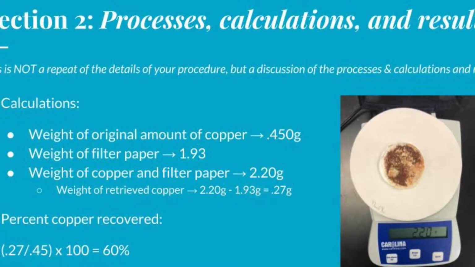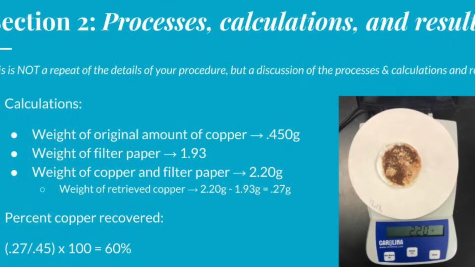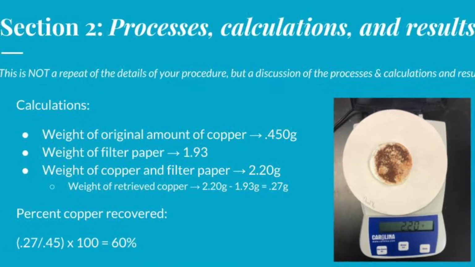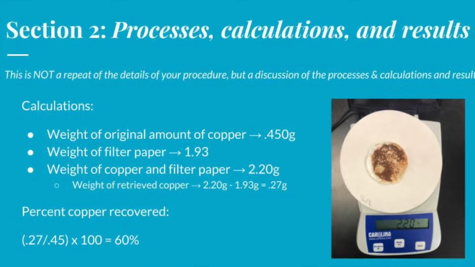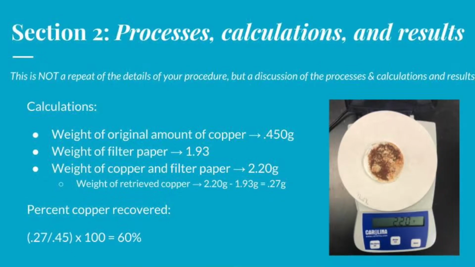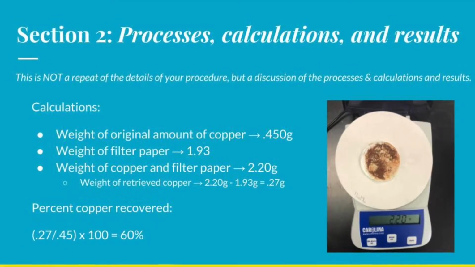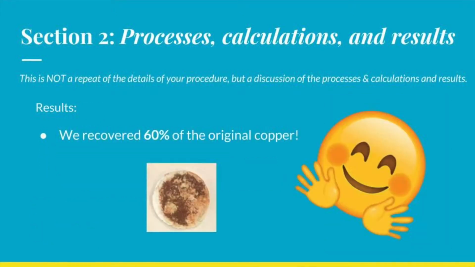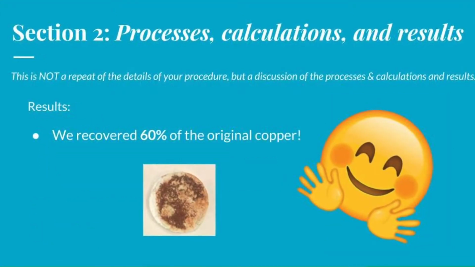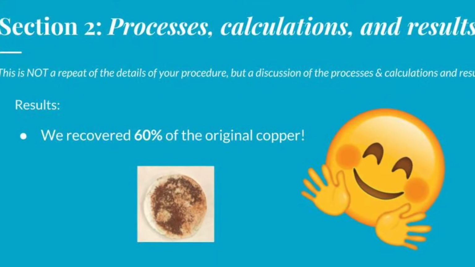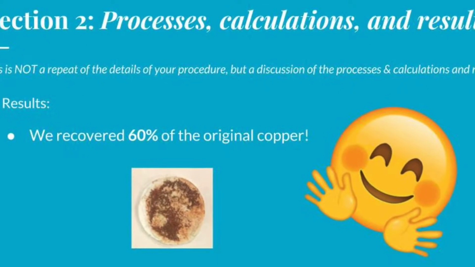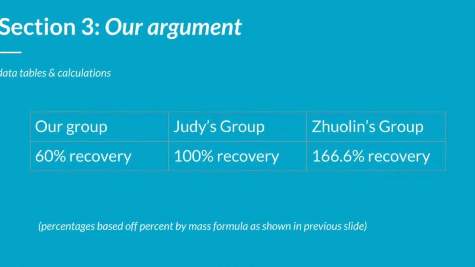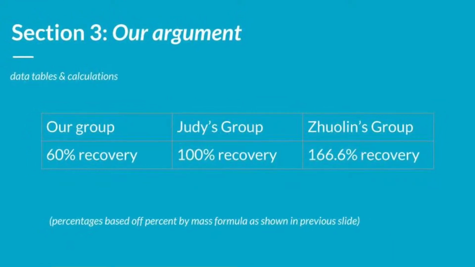By subtracting the weight of our filter paper, we found out that the weight of the copper that we recovered was 0.27 grams. Dividing 0.27 grams by 0.45 grams of our original copper, it was revealed that we recovered 60% of our original copper. Our results based on the percent recovery equation was that we recovered 60% of the original copper.